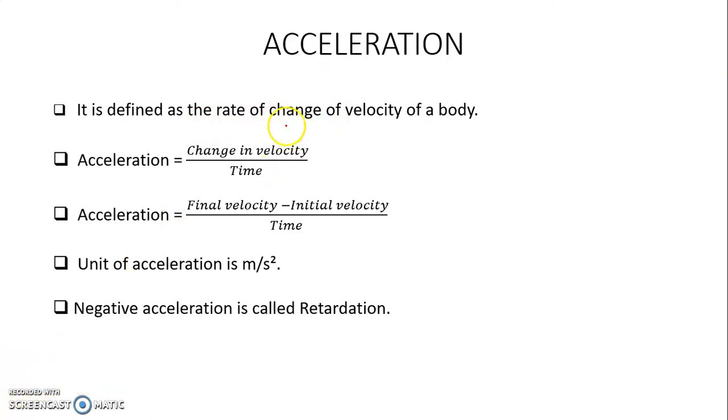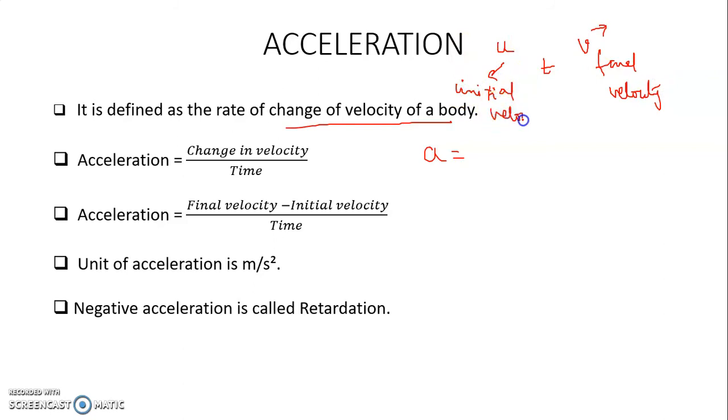What is it defined as? The rate of change of velocity of a body. So how do we write acceleration? Acceleration is equal to, suppose the body is moving with an initial velocity u, and after some time t, it attains a velocity v. So this is the final velocity, right? This is the final velocity, and this is the initial velocity.